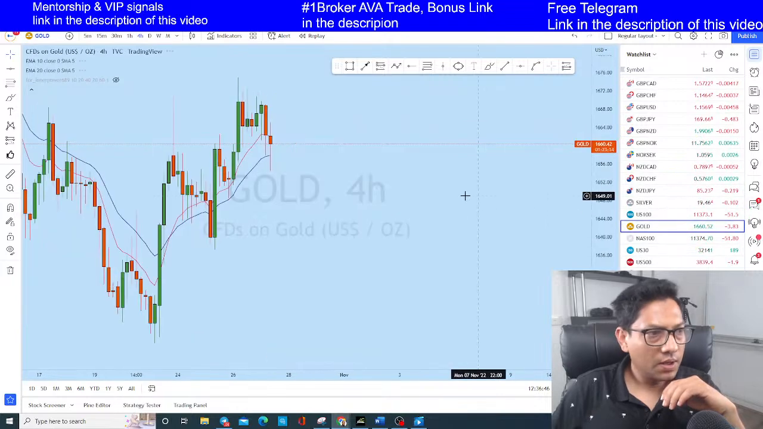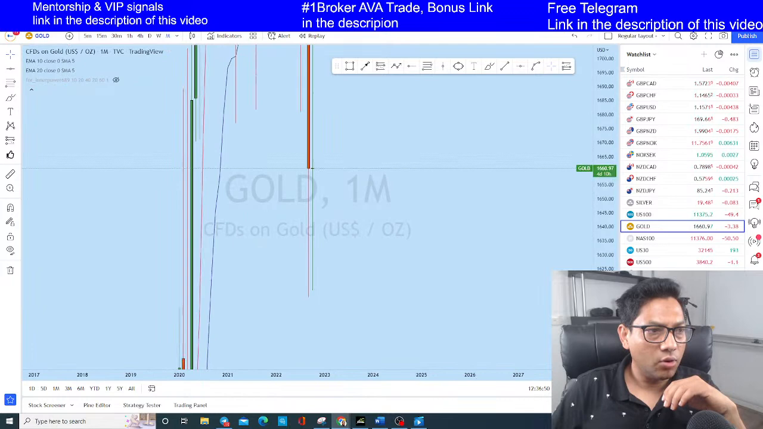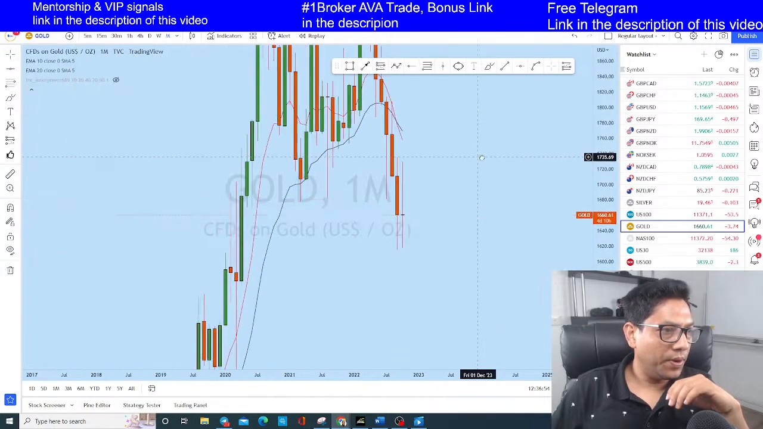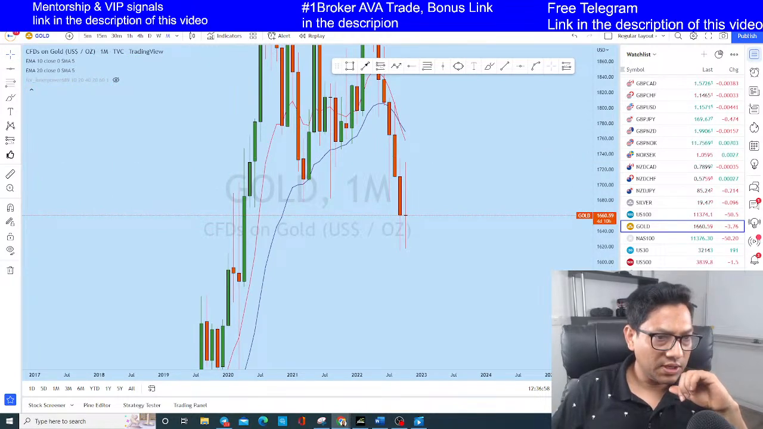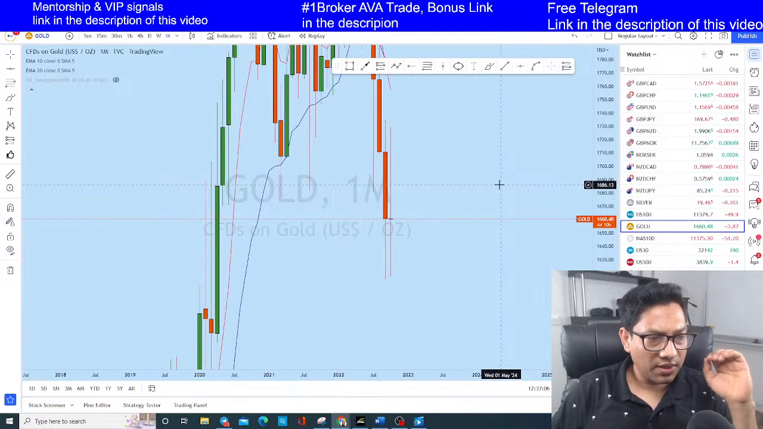Okay, let's look at the gold, how it is doing. Now look at the monthly gold. We see that gold is where the monthly opening and closing. Now at this point, what we see is that gold is where the monthly opening and closing.